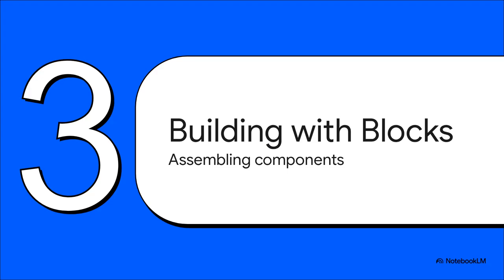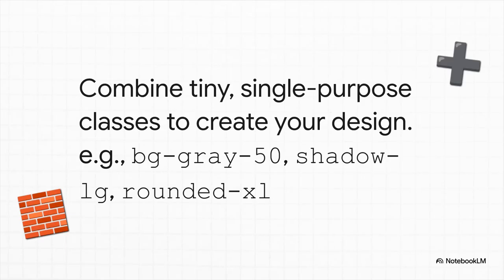Okay, theory's great, but now for the fun part. Let's see how these little Lego bricks actually snap together. We're going to build a classic component that you see everywhere, a card. So every build starts with a foundation, right? We're going to grab a few basic pieces. bg-gray-50, that's our light gray background. shadow-lg, that gives it a nice big shadow to make it pop. We want some soft corners, so we'll grab rounded-xl, and overflow-hidden is just a safety net. It makes sure nothing weird spills outside the card. See? Each one is super simple, super predictable.